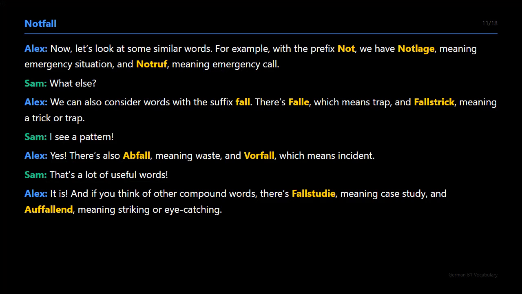It is. And if you think of other compound words, there's Fallstudie, meaning case study, and auffallend, meaning striking or eye-catching.